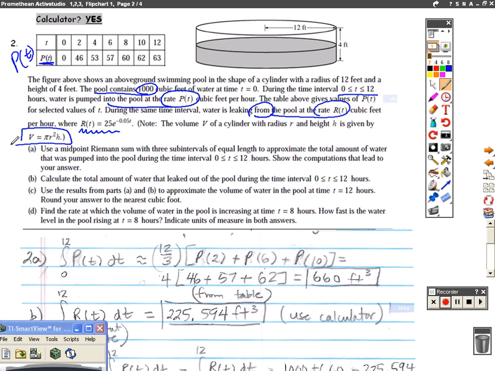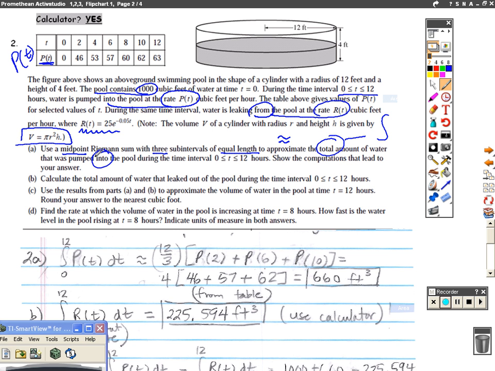Letter A, use a midpoint Riemann sum with 3 subintervals. Okay, again, look at the important words. Midpoint, 3, equal length to approximate, see, this is what should be going on in your head, the total. Total tells me I'm going to integrate something, amount of water that was pumped into the pool. So they're telling me not to consider water going out of the pool, but only water going into the pool. Show the computations that lead to your work.